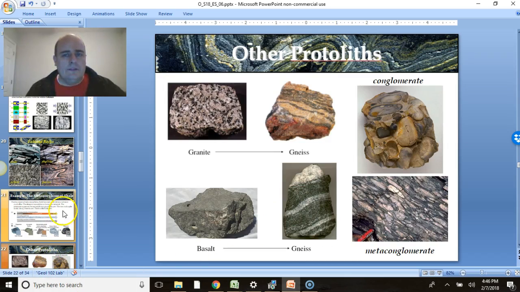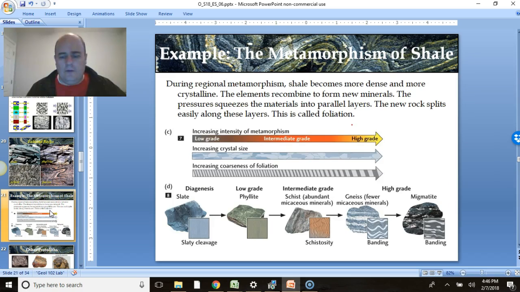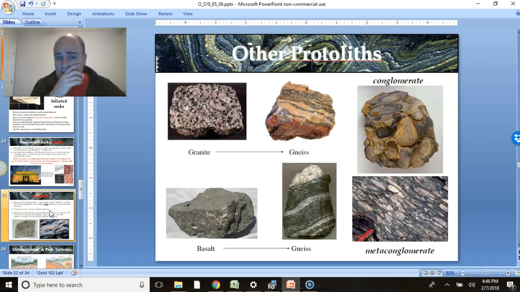Okay. So here are some examples of some other protoliths. Here's a granite, so this would be a granitic gneiss. It came from the granite and went to the gneiss because of the chemistry over time. Well, this is a basaltic gneiss. Now notice the difference here. There's a different initial chemical composition. So it looks a little bit different, but the texture is the same. We call them both gneiss, but this is a basaltic gneiss, whereas this is a granitic gneiss.